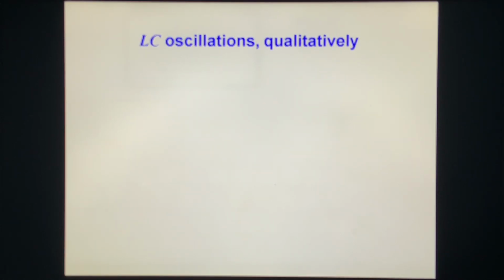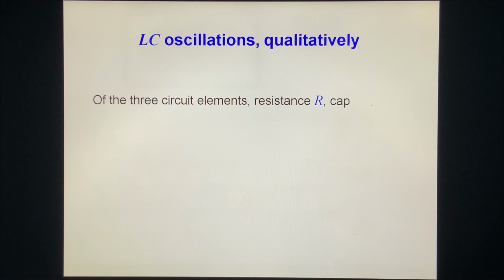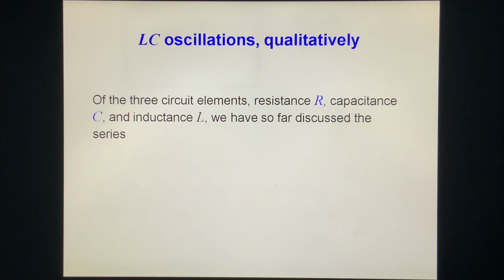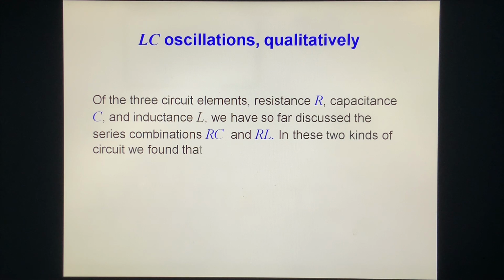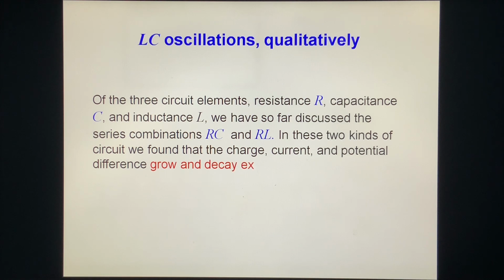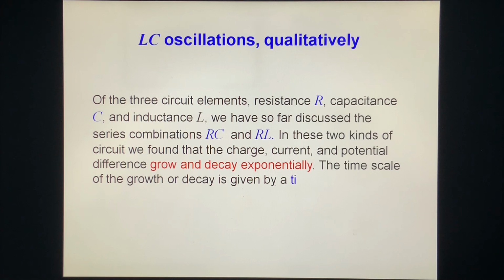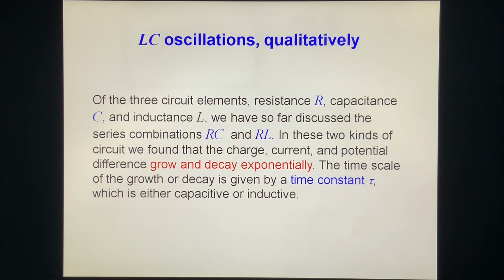LC oscillations, quantitatively. Of the three circuit elements, resistance R, capacitance C, and inductance L, we have so far discussed the series combinations RC and RL. In these two kinds of circuit, we find that the charge, current, and the potential difference grow and decay exponentially. The time scale of the growth or decay is given by a time constant τ, which is either capacitive or inductive.